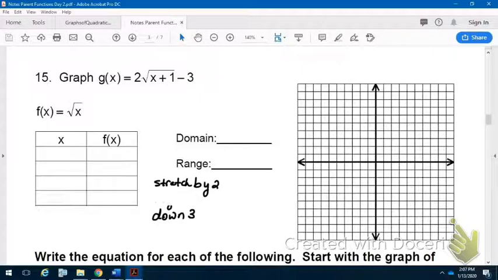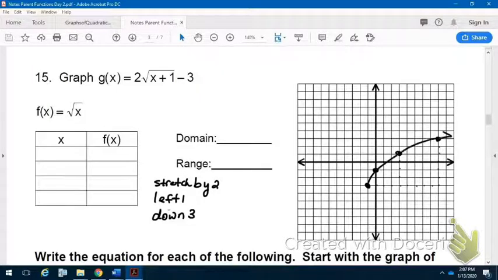This should have been left. Left 1. Okay. So it's left 1. So we're going to go left 1 and down 3. So there's my new vertex. Over 1 and up 2. Over 4, 1, 2, 3, 4, and up 4. And over 9. And up 1, 2, 3, 4, 5, 6.